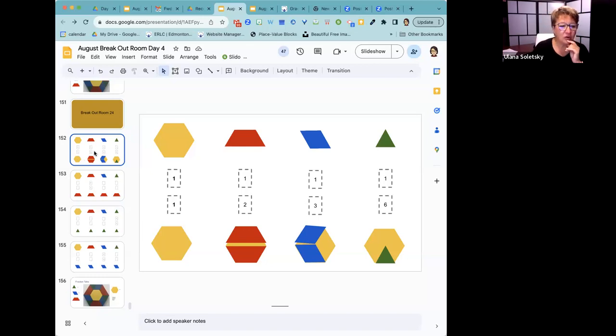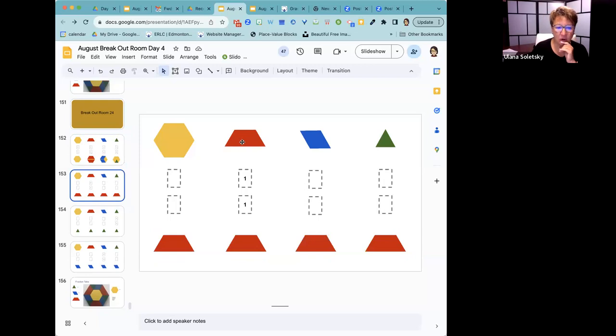Okay, so some people have asked me, can you just go through the slides? And I will. So here, this one was the whole, which means if I'm comparing this one to the yellow, I can see that the yellow, look at that, is 2 wholes. So this would be 2 wholes. If this is 1 whole, then what is this of the whole?